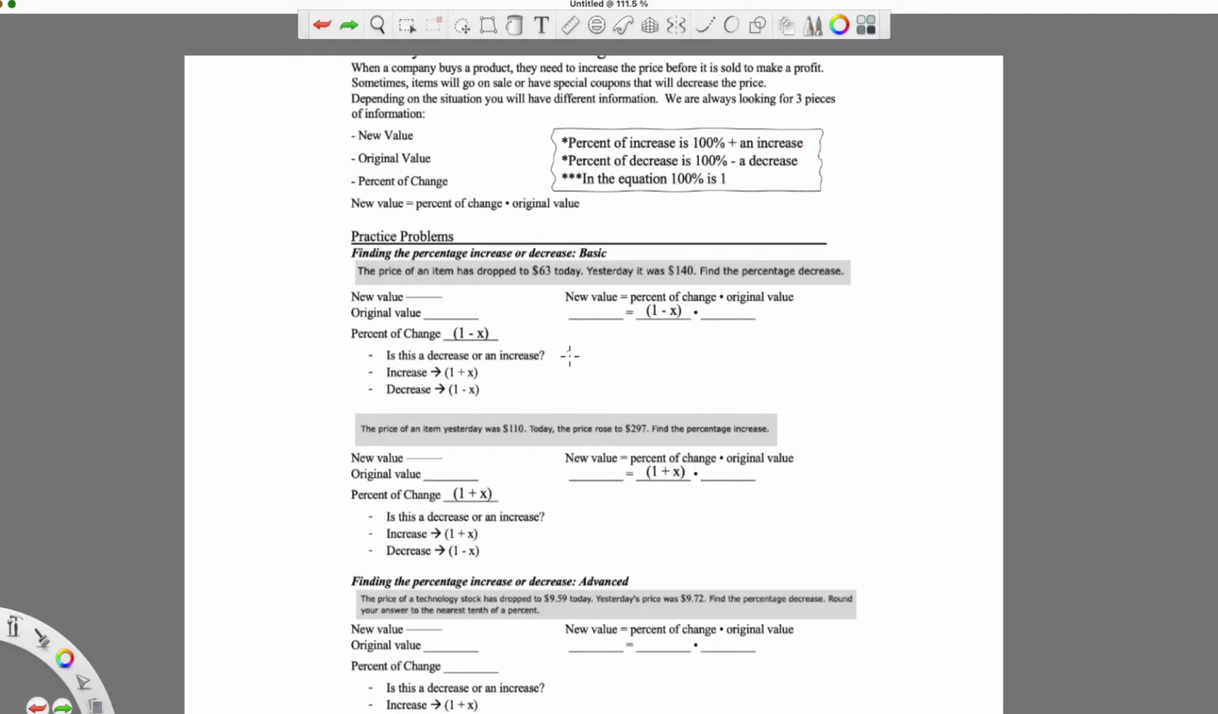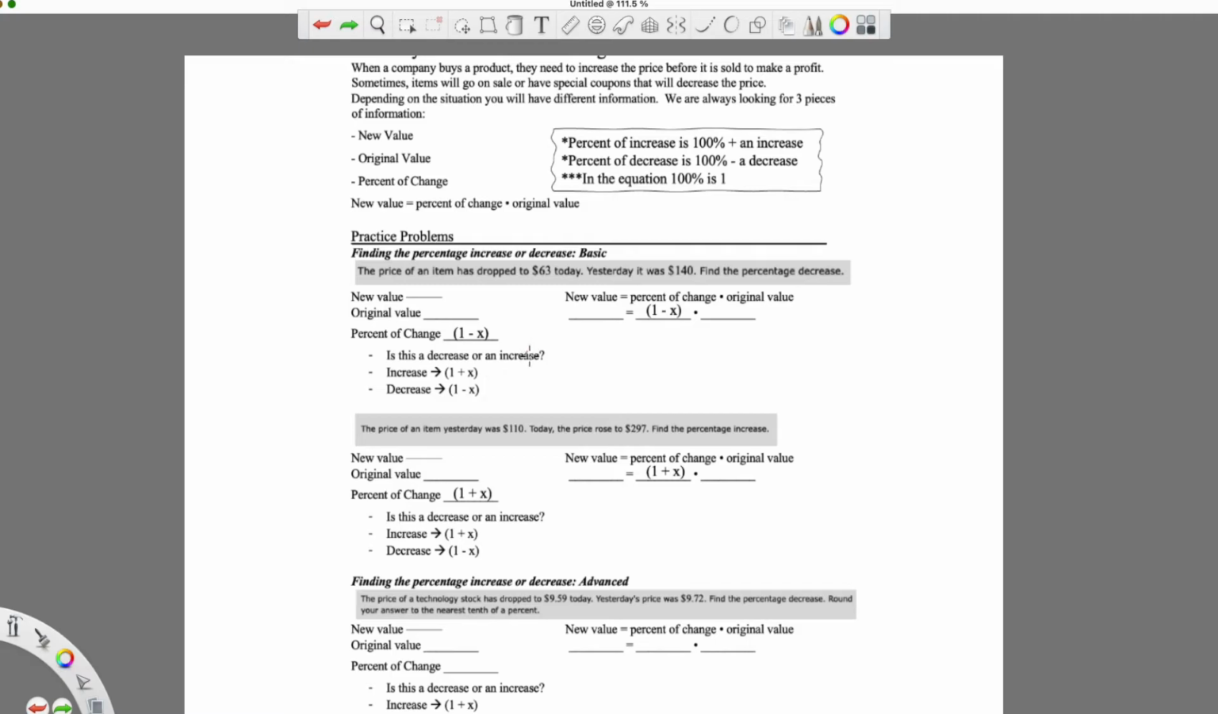So in the equation, 100%, we actually write as 1. We don't write it as 100%. We turn it back into a decimal, because I take that percent and I move the decimal back twice to turn it from a percent to a decimal. All right, so let's go ahead and practice this.